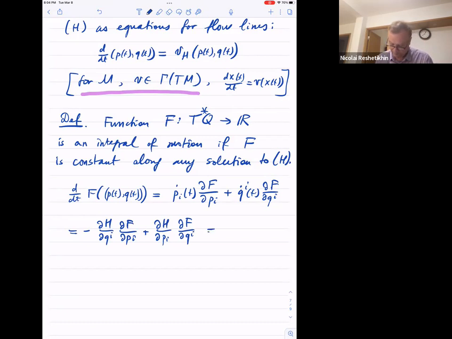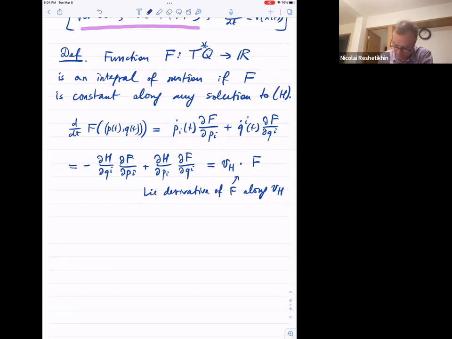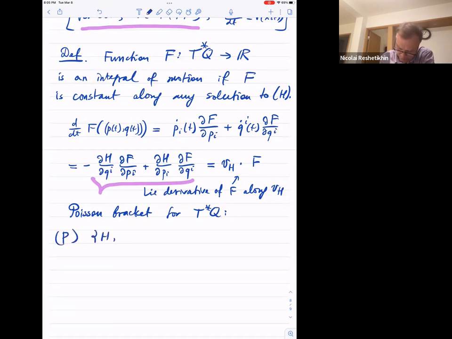And what this is, is the Lie derivative of the function f along the vector field v. And of course it's an interesting combination over here. So let's give it a name. Let's define the so-called Poisson bracket for T star Q. It's the bracket between two functions, H and F, and it's just this expression, dh/dpi df/dqi minus dh/dqi df/dpi.